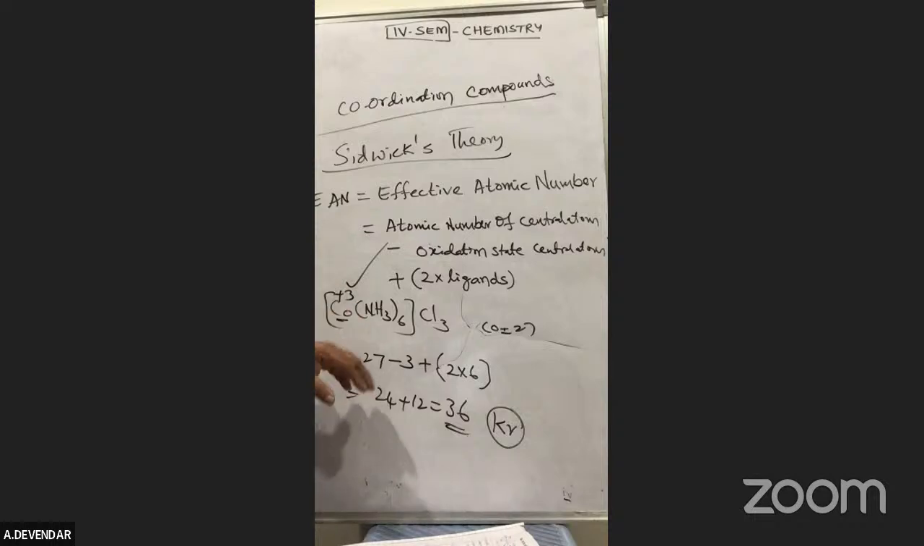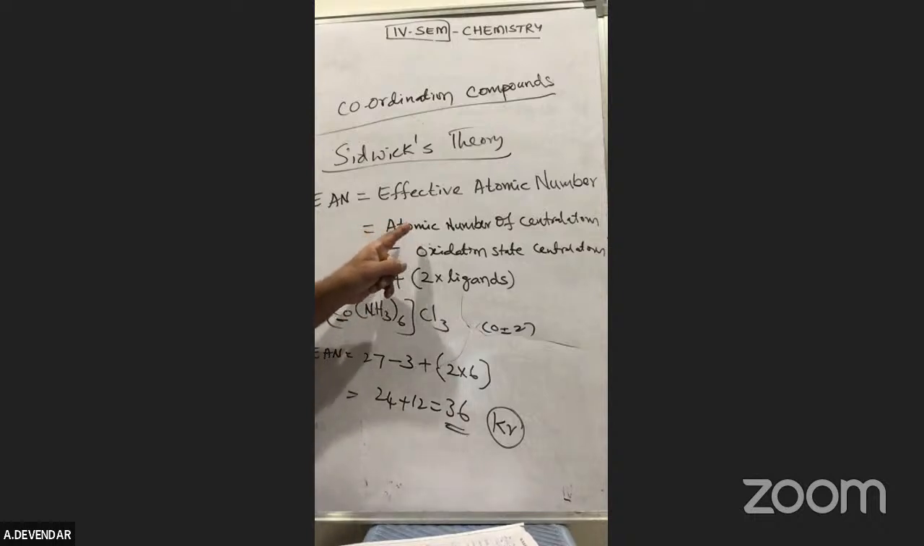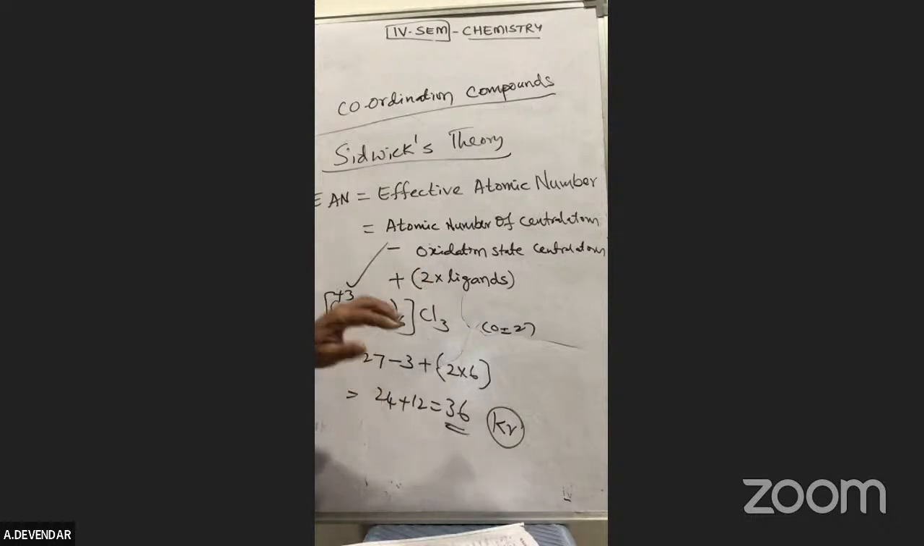They ask you to calculate the effective atomic number of some complex compounds. So you can remember this formula: atomic number of central atom minus its oxidation state plus number of ligands multiplied by 2 gives the effective atomic number. If the effective atomic number equals that of a noble gas element, that complex compound is more stable. That is explained in the Sidgwick theory. Next, we have the valence bond theory and crystal field theory.